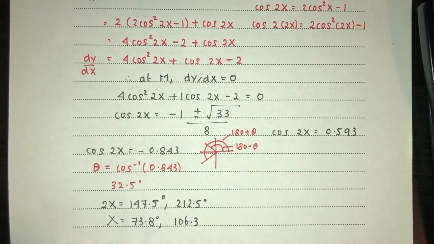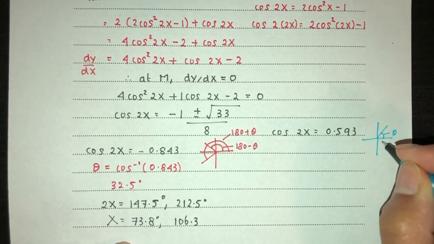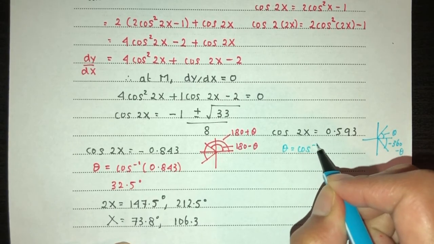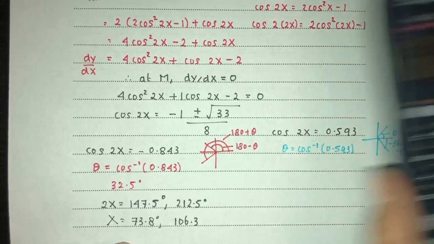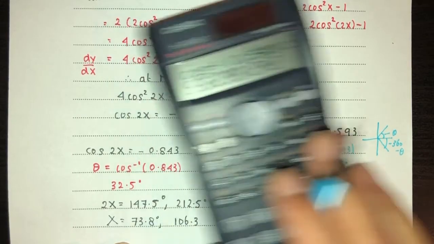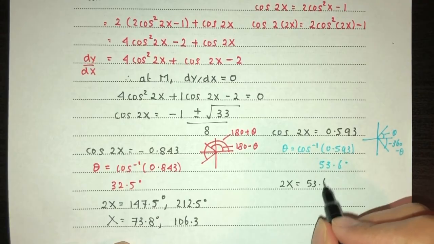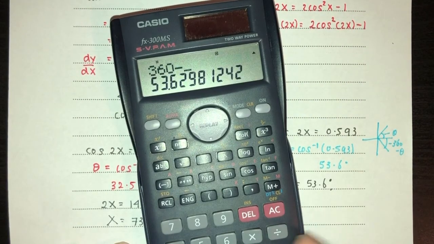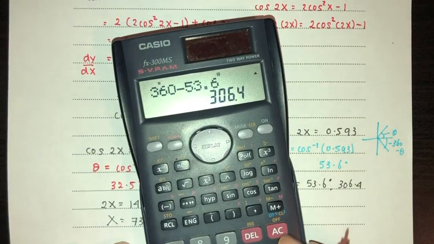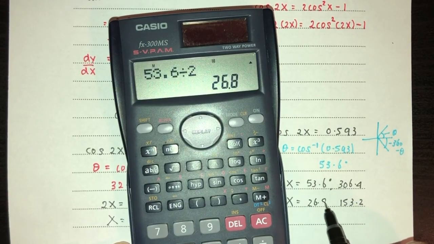Same thing for this one. If cos is positive, it will be in your first quadrant and in your fourth quadrant, which is 360 minus theta. So first, to find the value of theta, it is cos inverse of the positive value of this. So cos inverse of 0.593 will be 53.6. So now 2x is equal to theta, which is 53.6, and then 360 minus theta will be 306.4. So x is equal to divided by 2, that is 153.2, and for this one that will be 26.8, for two values of x.